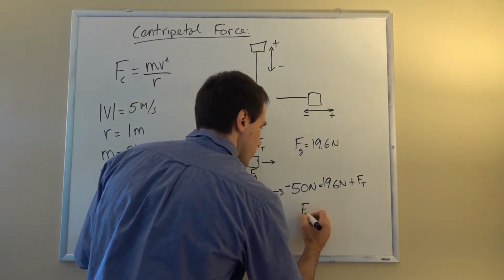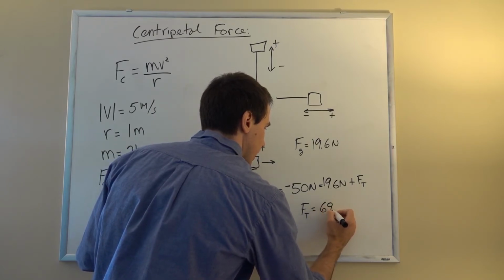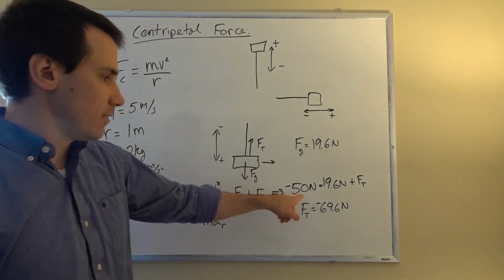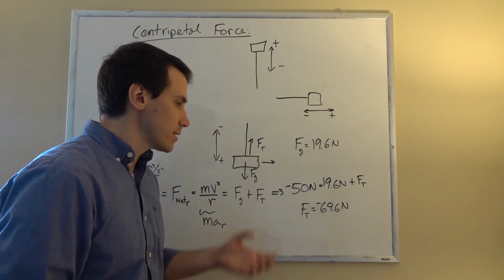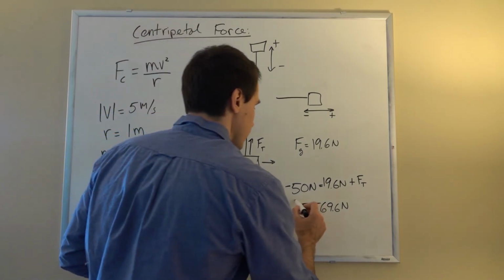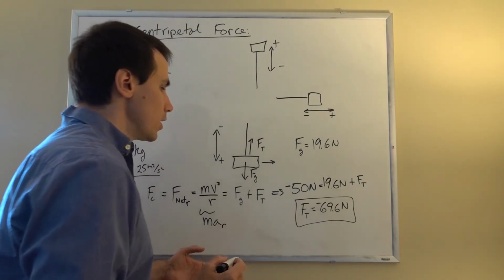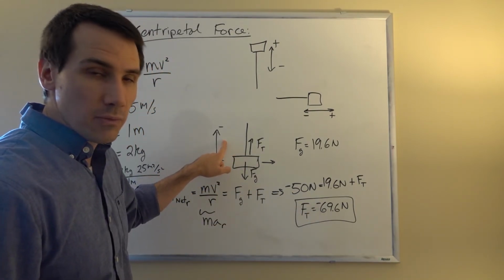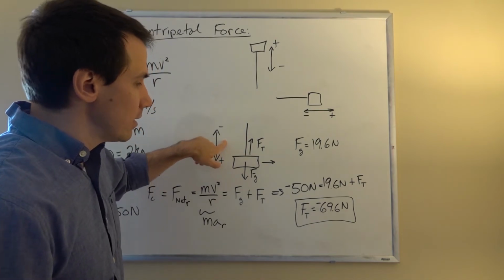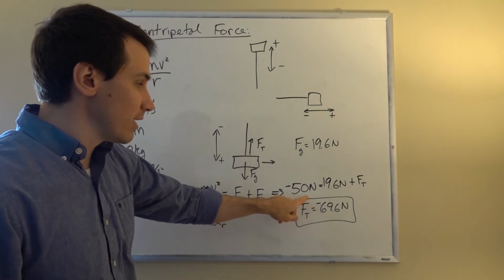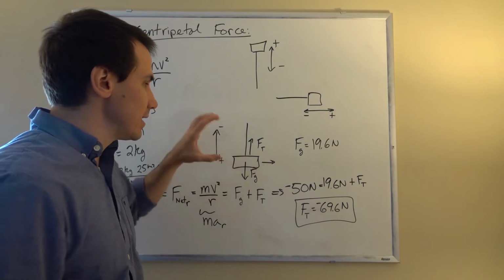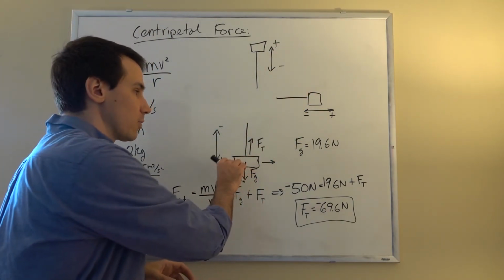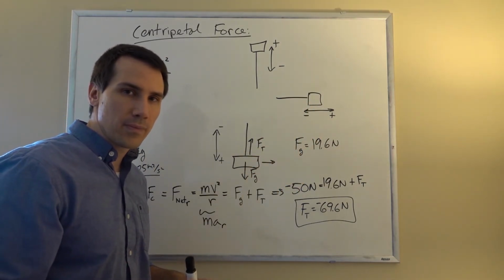So my force of tension equals 69.6 newtons, and it is negative because negative 50 minus 19.6 is negative 69.6 newtons. So my force of tension is negative, which tells me that it points radially inward, and it is a larger value than the force of gravity because it not only has to overcome gravity, but it has to accelerate the object upward in order to get it to turn.